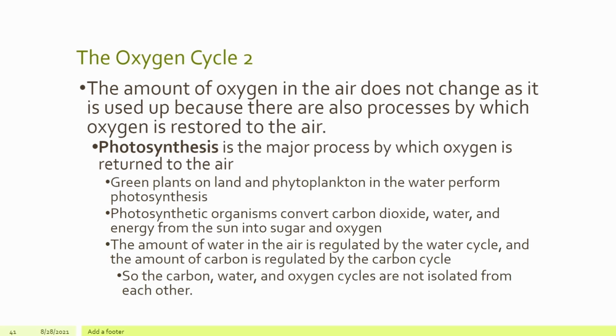That's a major process performed by autotrophs or producers in which they take sunlight or light energy and convert that into chemical energy. And they're going to utilize CO2 or carbon dioxide to do this, but a byproduct of this process of photosynthesis is the creation of oxygen. So green plants on land, phytoplankton in the water, they can perform photosynthesis. And photosynthetic organisms convert carbon dioxide, water, and energy, those are the reactants, using sunlight into sugar and oxygen. So oxygen is a product of photosynthesis, and plants therefore release this oxygen into the atmosphere.